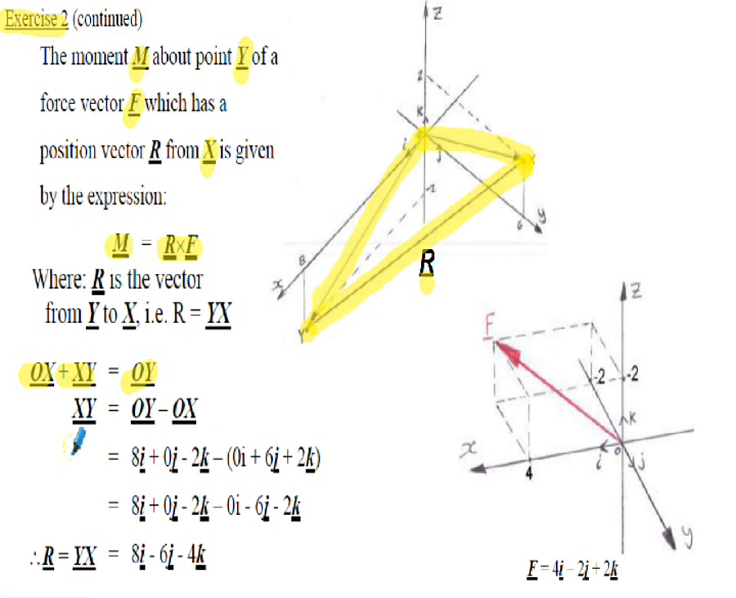If we rearrange the equation, then XY is equal to OY take away OX. So OY, given in the question, is 8i plus 0j minus 2k, and we take away from that OX, again in the question, 0i plus 6j plus 2k. Be careful with the negative here because that affects the signs of all the terms in the bracket. So we end up with take away the 0i, take away the 6j, take away the 2k. So vector r, which is the Y to X vector, is 8i minus 6j minus 4k.